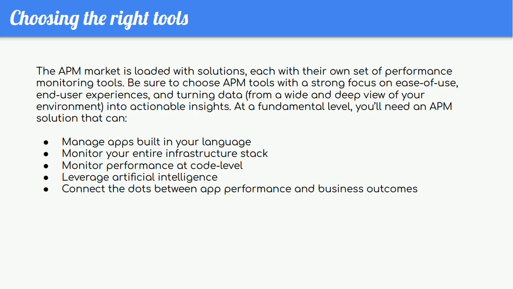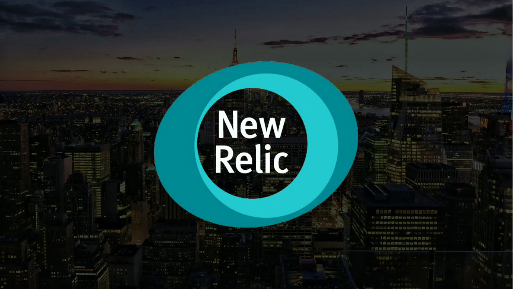Choosing the right tool. The app market is loaded with solutions, each with their own set of performance monitoring tools. Be sure to choose an APM tool with a strong focus on ease of use and user experience, and turning data into actionable insights. At the fundamental level, you will need an APM solution that can manage apps built in your language, monitor your entire infrastructure stack, monitor performance at the code level, leverage artificial intelligence, and connect the dots between app performance and business outcomes. This is the New Relic APM tool logo.